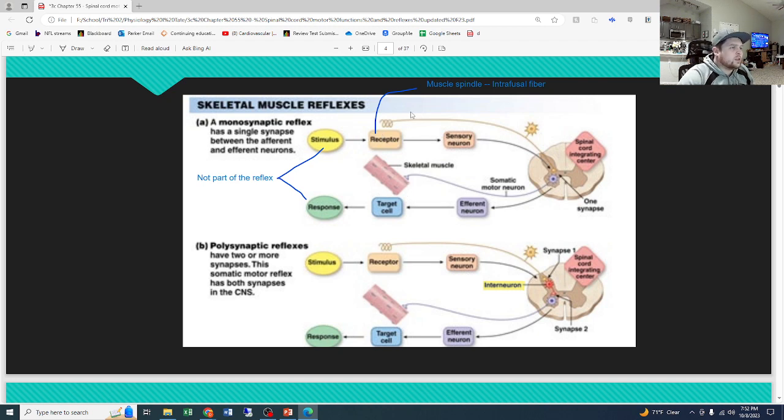So the way that we're going to name these, we have a receptor. In this case, if we're talking about the knee-jerk reflex, which is mostly what we'll talk about at the beginning for our monosynaptic reflex, our receptor is the muscle spindle. A stimulus occurs, and the muscle spindle picks it up. Remember, the muscle spindle is part of the intrafusal fibers.